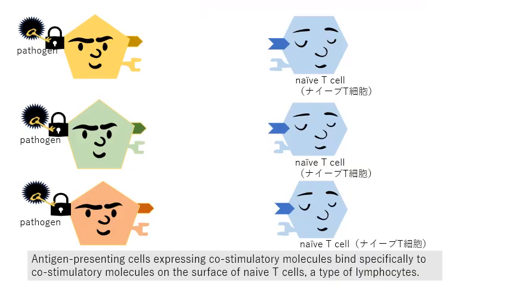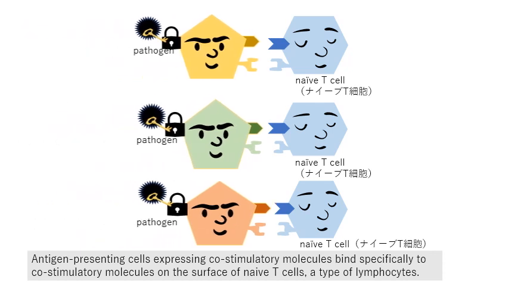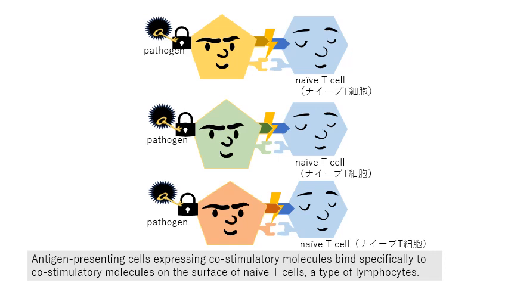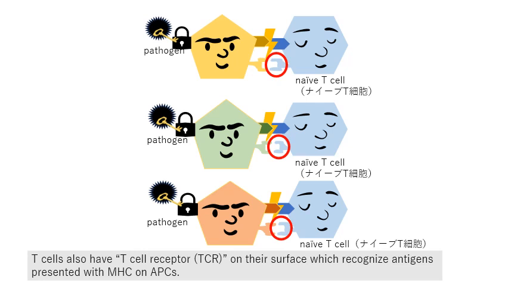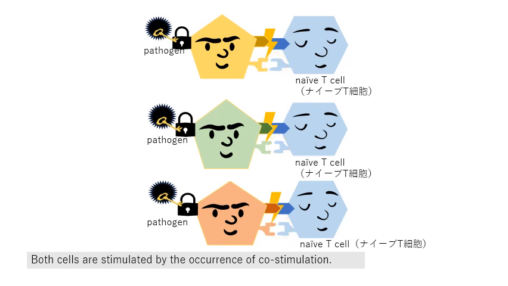Antigen-presenting cells expressing co-stimulatory molecules bind specifically to co-stimulatory molecules on the surface of naive T cells, a type of lymphocyte. T cells also have T cell receptors on their surface, which recognize antigens presented with MHC on APCs. Both cells are stimulated by the occurrence of co-stimulation.